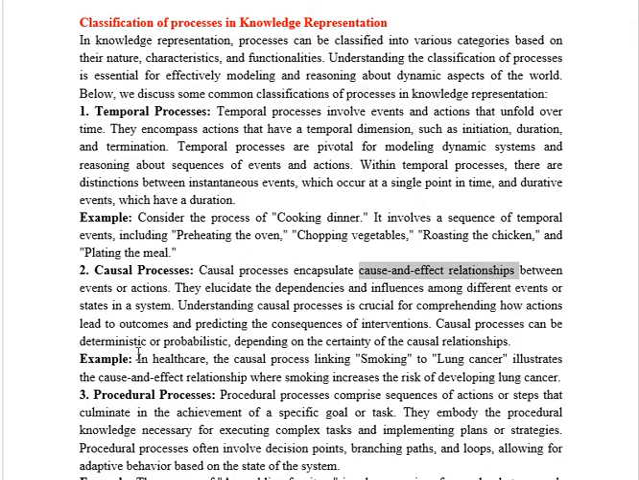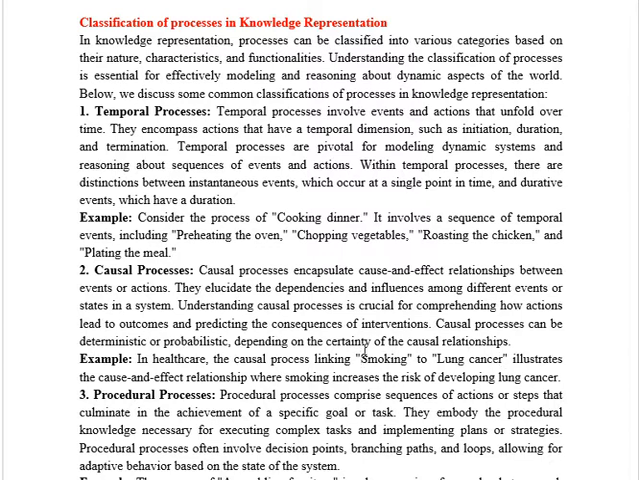So the example is healthcare. In healthcare, the causal process is linking smoking to lung cancer. If we do smoking, it leads to lung cancer. So there is some link between smoking and lung cancer. Yes or no? Look, if we use this thing, we'll get this effect. It will be causing this effect. So that is nothing but a cause and effect relationship.